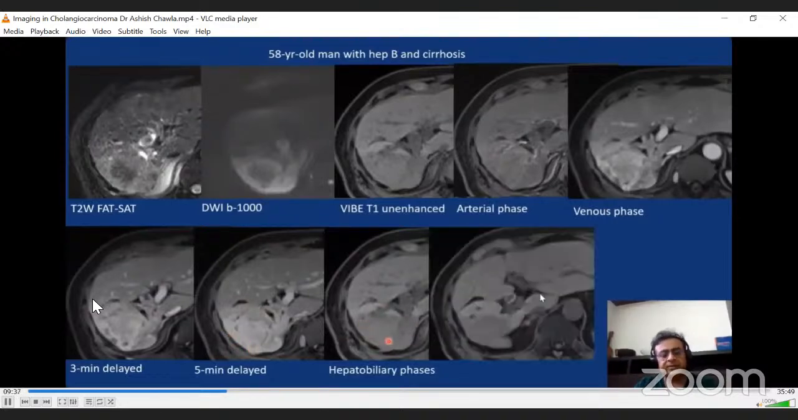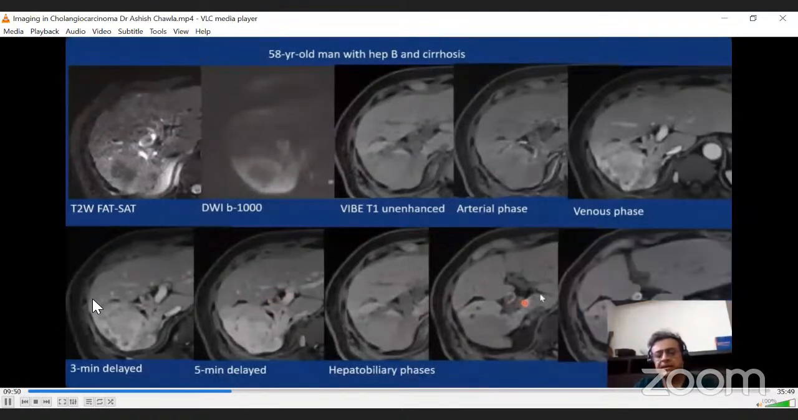In the hepatobiliary phase, the mass washes out, and if you move to more caudal slices, this component which we were analyzing is not going into the portal vein. The portal vein is here on this side, and the mass is here, and it's actually extending into the right duct. So all these features favor a diagnosis of cholangiocarcinoma. Quite comfortably, I can tell my clinician that this is not hepatoma, this is cholangiocarcinoma.